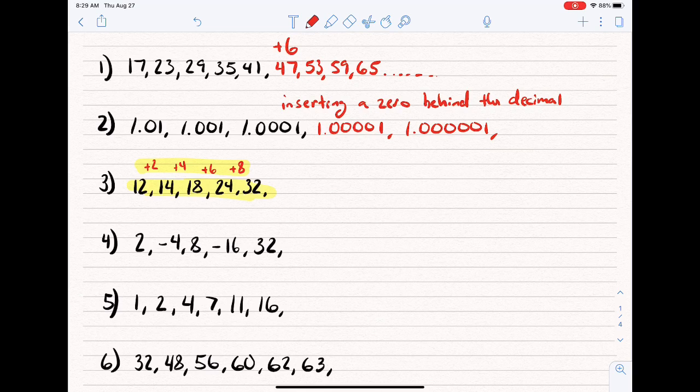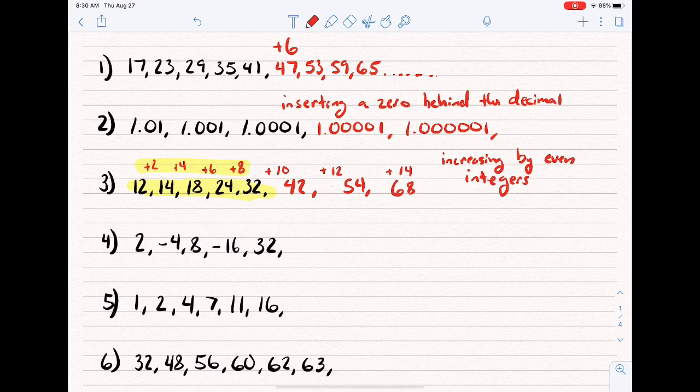Therefore, I'm going to go plus 10, and then plus 12, and then plus 14. And so you could say increasing by the even integers. That would be how this is growing. It is increasing by even integers. That would be a good description. So 32 plus 10 is 42. 42 plus 12 is 54. 54 plus 14 is 68. And it would keep going on and on and on.